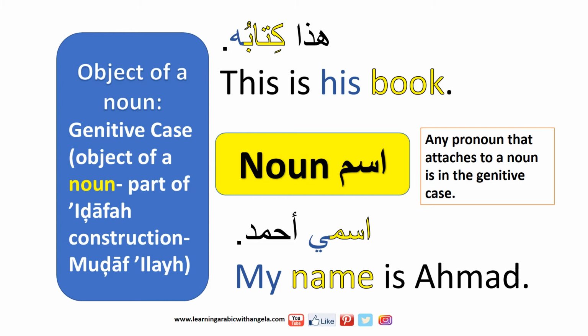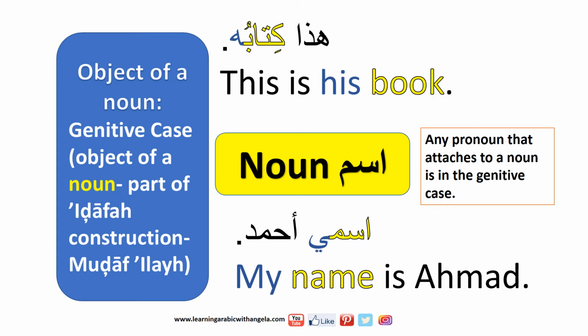هذا كتابه, this is his book. So over here the ha attached to the noun kitab, forming a genitive construction. So an idafa genitive construction. Kitab is the mudaf and the hu is the pronoun which is the mudaf ilayh. So this is his book. هذا كتابه. So it is the object of a noun in this case.